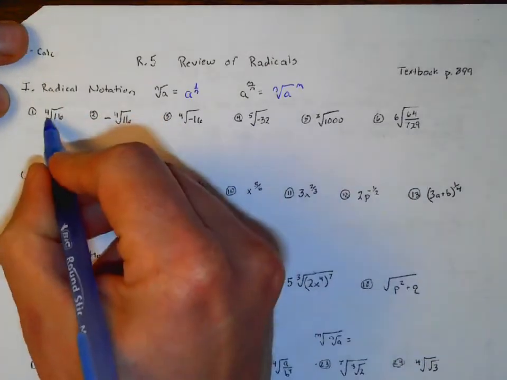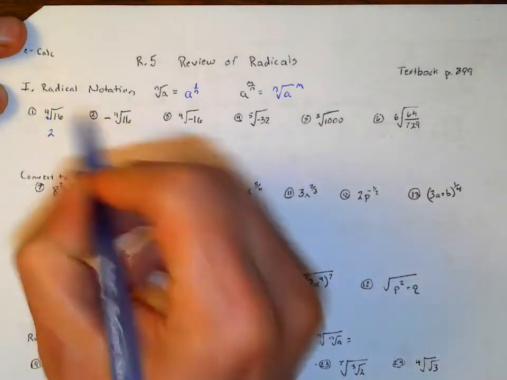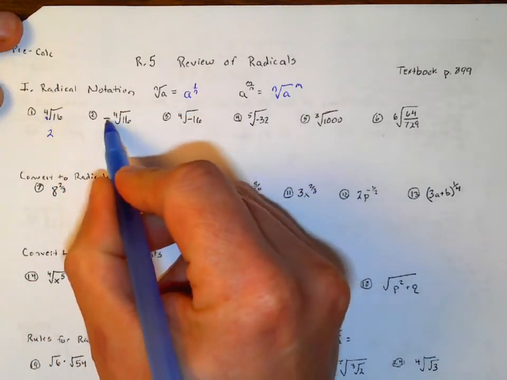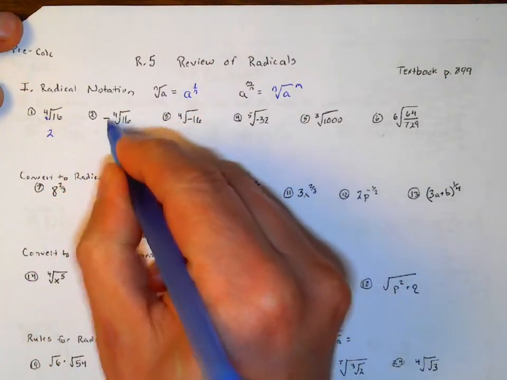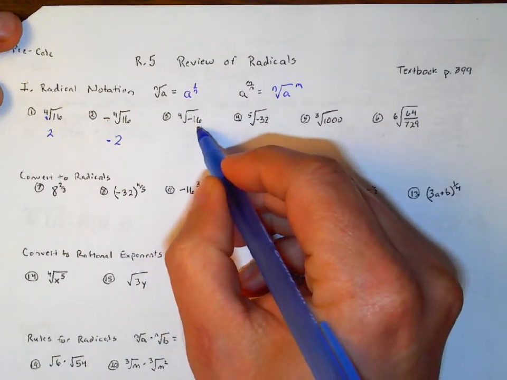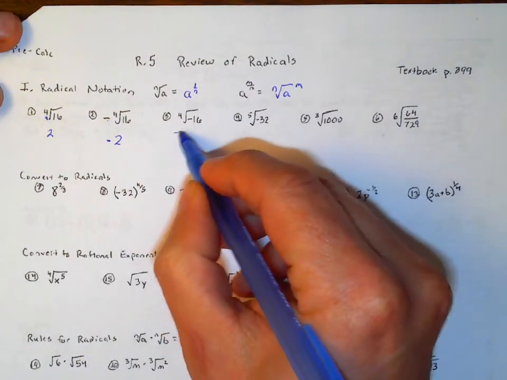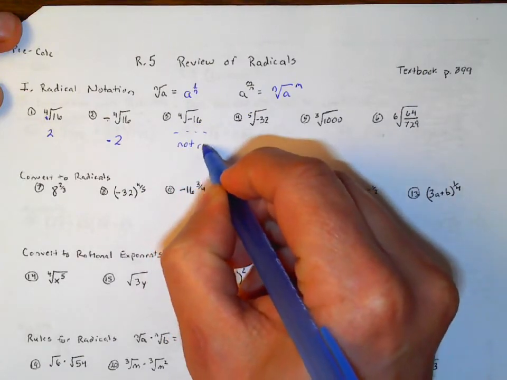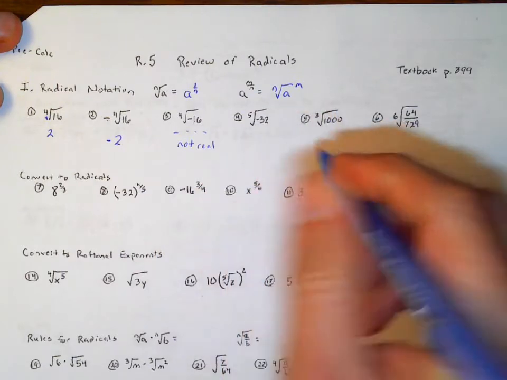If we think about a couple things, the fourth root of 16 is 2, because 2 times 2 times 2 times 2 is 16. The fourth root of 16 is 2, with the negative out front makes it negative 2. Fourth root of negative 16: I can't take something times itself 4 times to equal a negative number, so we're just going to say it's not real.